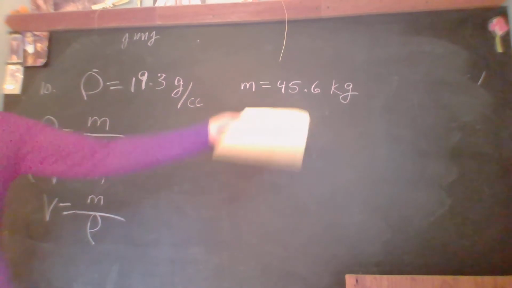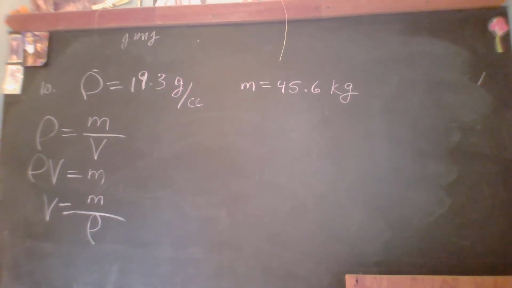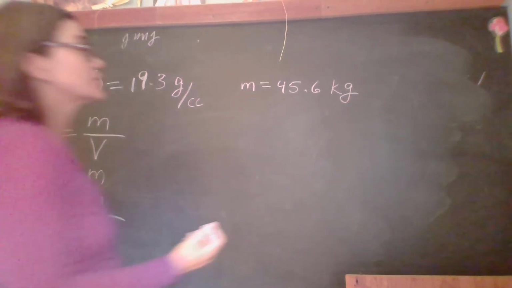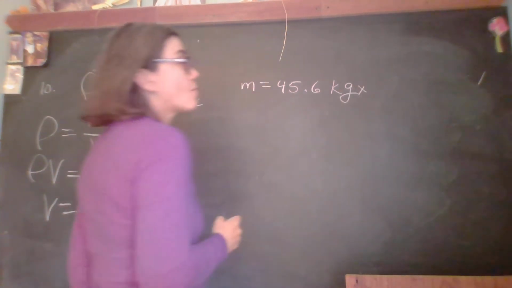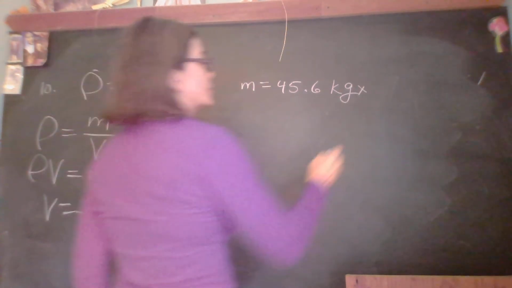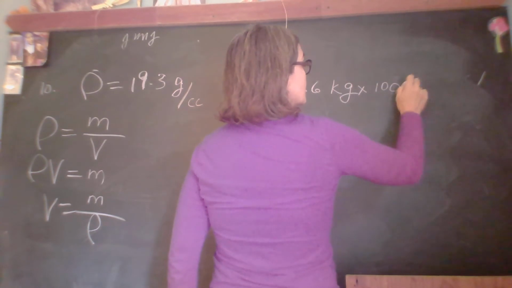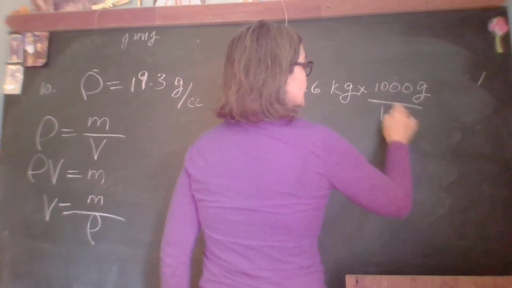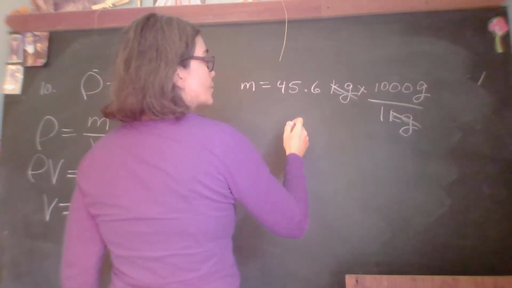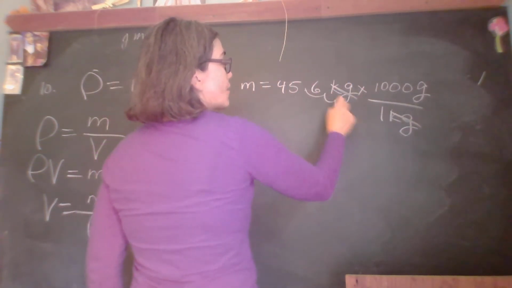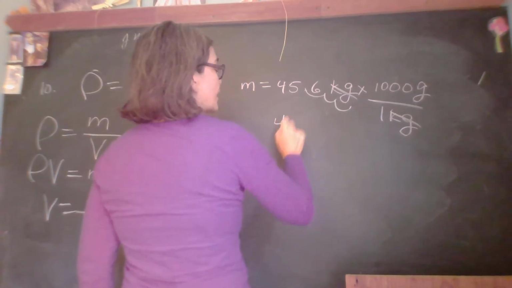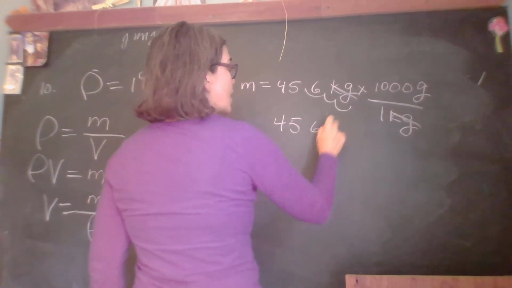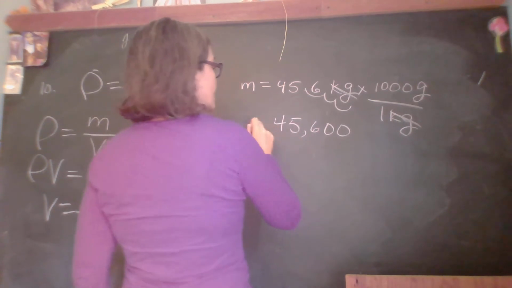Let's convert these units, please. Okay, into grams, right? So we want grams in the numerator. Just give yourself the favor of setting it up. You have plenty of notebook space. Oh, yes. So we move it over 3, so 45,600 grams.